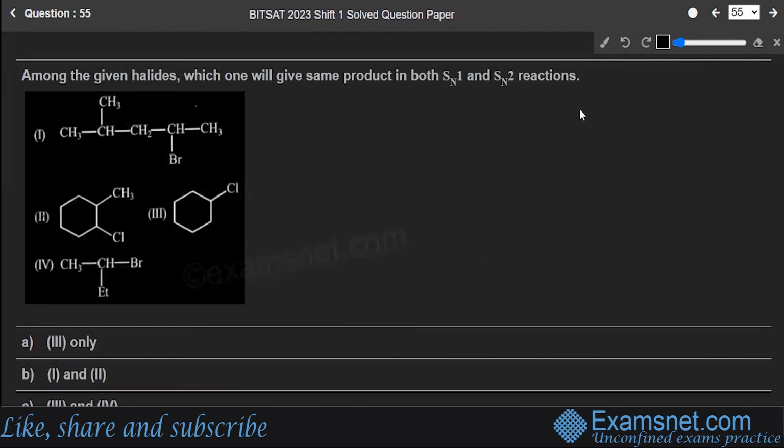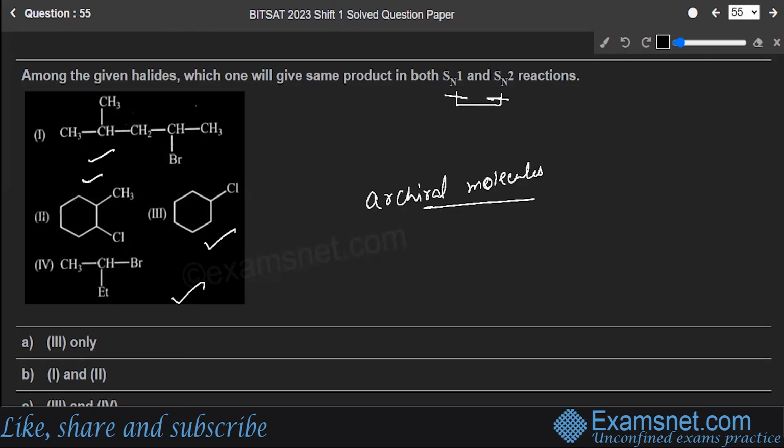Question number 55. Among the given halides, which one will give the same product in both SN1 and SN2 reactions? The correct answer to the question is 3 and 4. These two are achiral molecules, and their structures do not permit rearrangement. Hence, they give the same product with SN1 and SN2 reactions. However, the first and the second one are chiral molecules, and hence they give enantiomerically pure products.